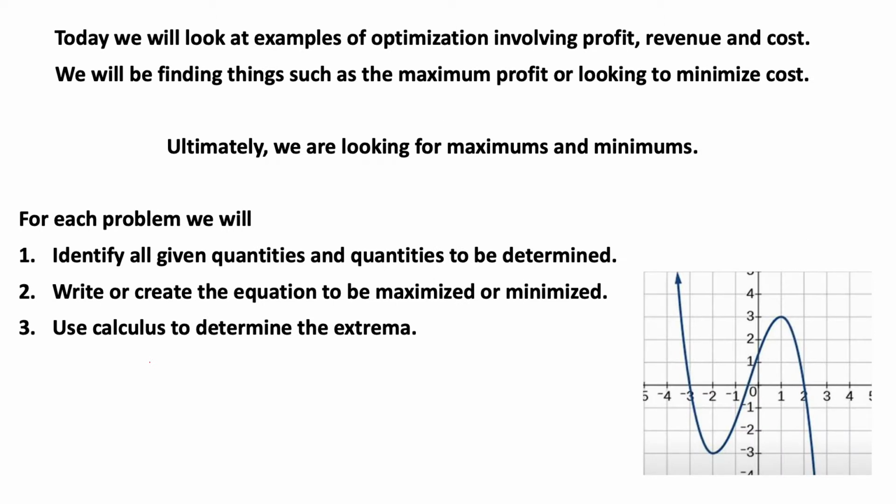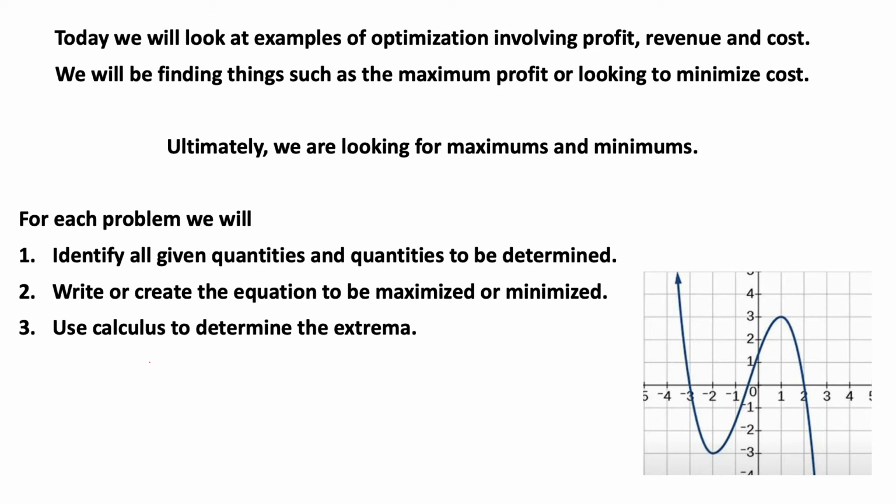Today, we will look at examples of optimization involving profit, revenue, and cost. We will be finding things such as the maximum profit or looking to minimize cost. Ultimately, what we're looking for are minimums and maximums. For each problem today, we will first identify all given quantities and quantities to be determined. Second, we will write the equation that we want to maximize or minimize. And then third, we'll use the calculus that we learned throughout all of chapter 3 to determine our extrema.